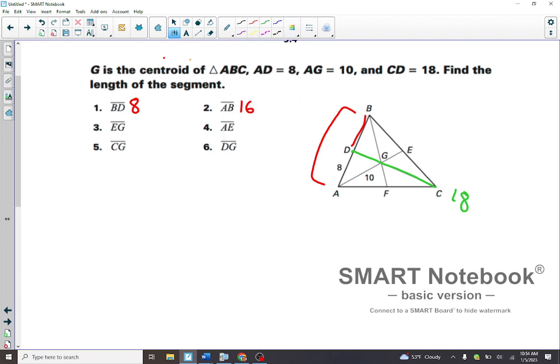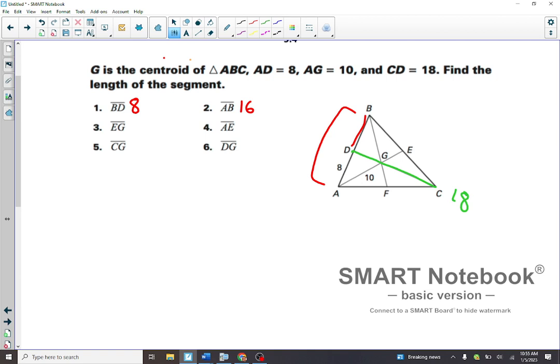So because AG is 10, GE is going to be... EG, is it 5? Because I was thinking, is EG 5? Okay, so I'm hearing the good answers.